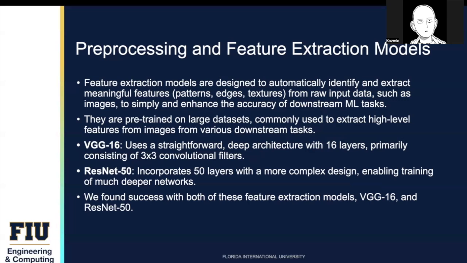features. So 2 examples of feature extraction models are VGG16 and ResNet50, where VGG16 is a model with 16 layers and 3x3 convolutional filters, kernels, and ResNet50 is a deeper model with 50 layers and is generally more effective. We did use both of these models, but we found that ResNet50 performed better.